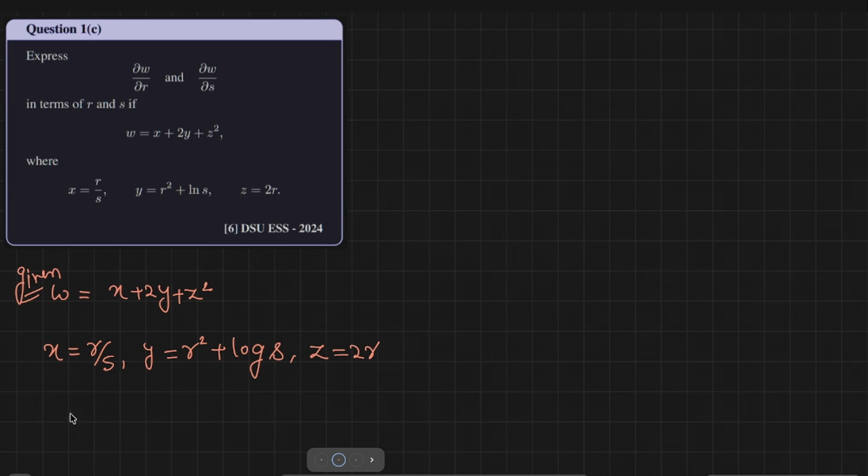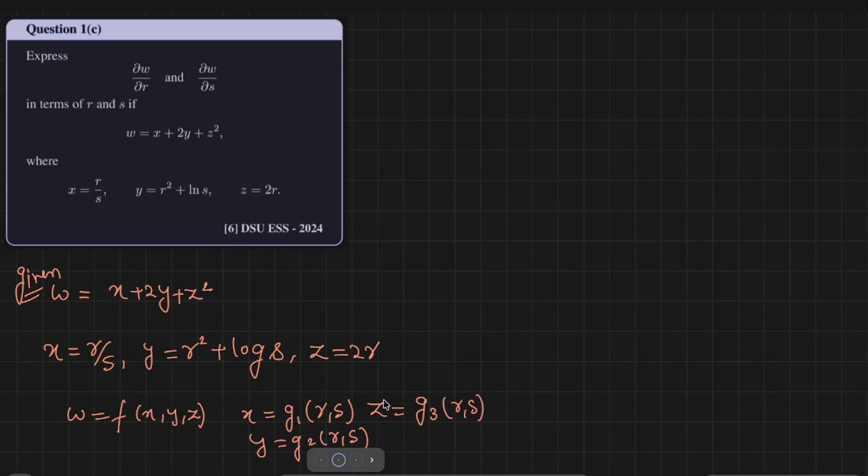So what is this? w is a function of x comma y comma z, but x is a function of r and s, let's say g1; y is, let's say, g2, a function of r and s; and z is basically g3, a function of r and s. So from here you have to use the chain rule. You have to find the partial derivative of w with respect to r.